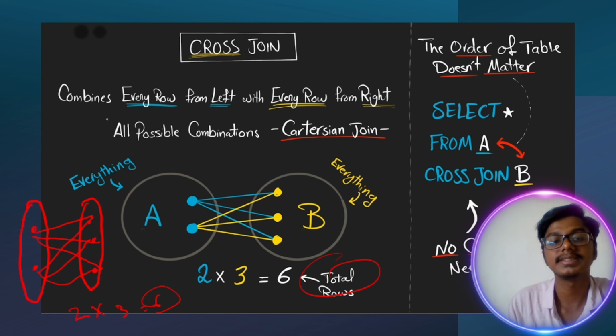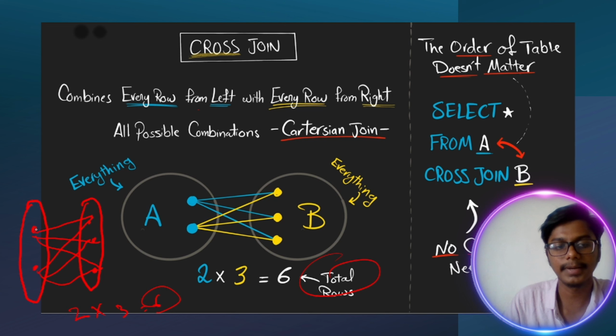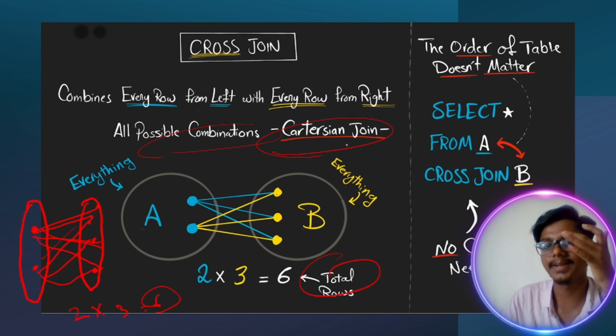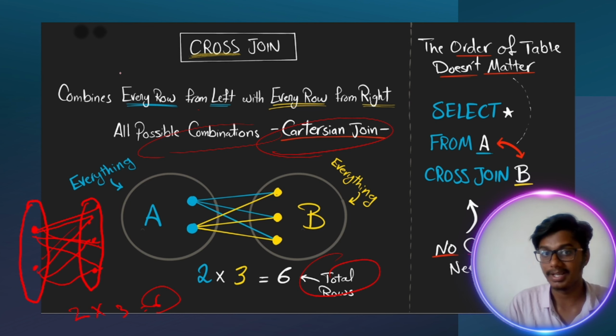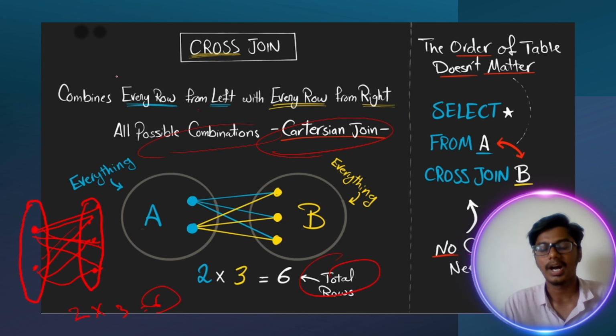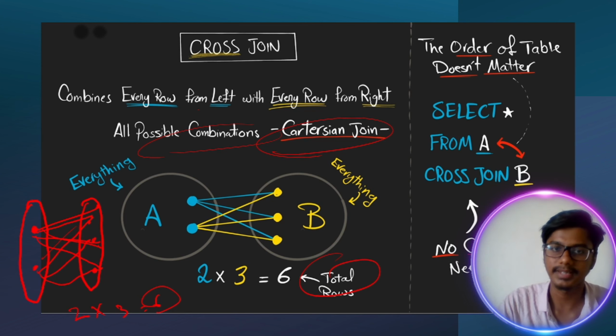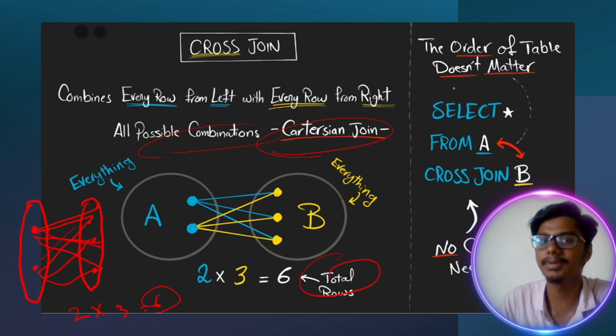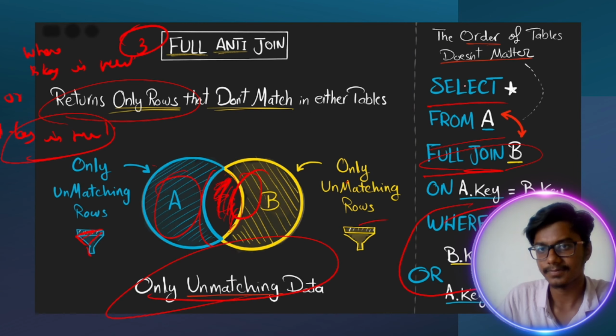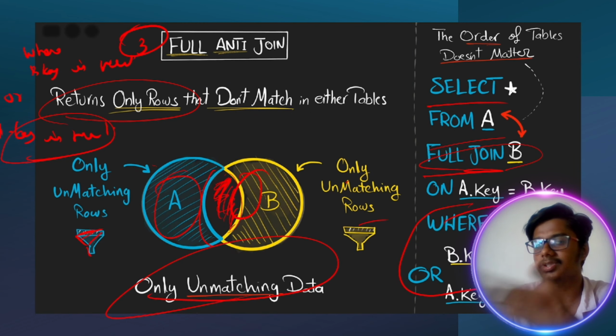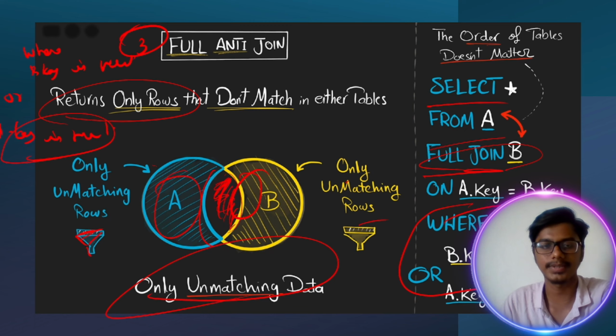So it combines every row from the left with every row from the right, all the possible combinations. That's what the Cartesian join, or cross join, explains, right? So I just explained it very clearly. All the possible combinations are going to be combined in the cross join. Here the order of the tables doesn't matter. In the full anti-join also, the order of the tables doesn't matter.